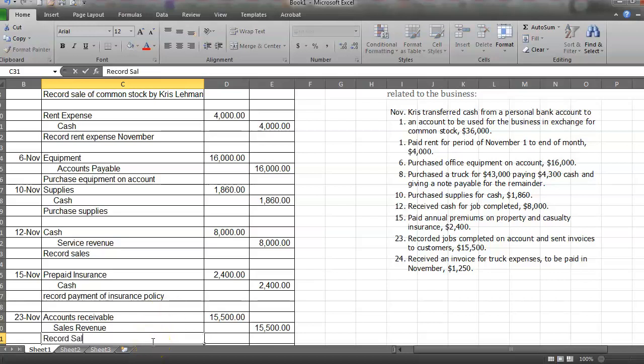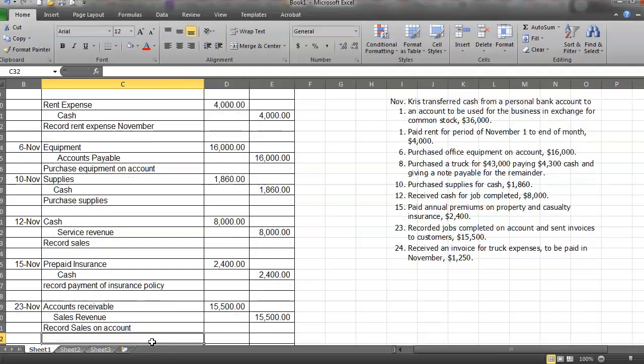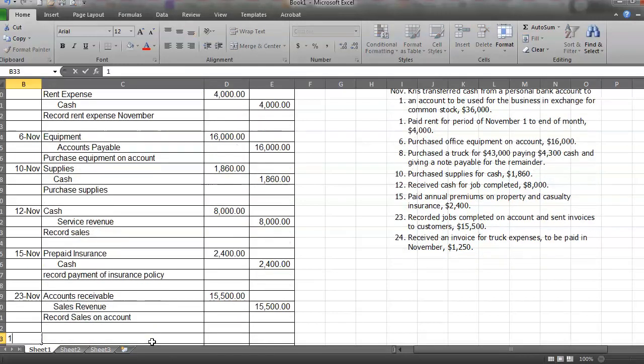Record sales on account. Then the last transaction on the 24th of November, record an invoice for truck expenses to be paid in November. So I'm going to call this expenses. I'm going to say truck expenses. Or we could say auto expenses, but I'm going to say truck expense.